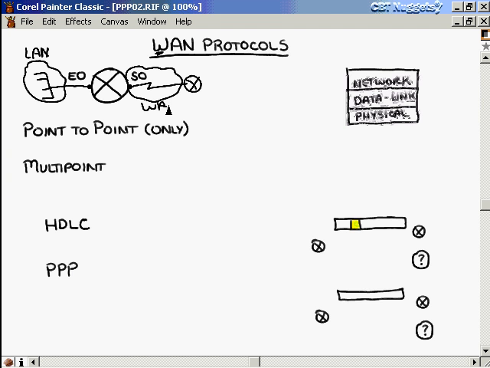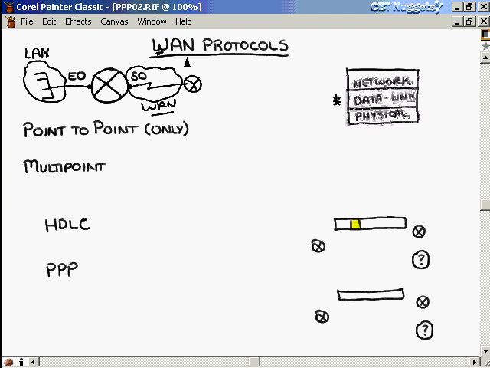Now let's look at the OSI model and understand which layer we're dealing with as far as protocols being defined under a WAN. At the bottom, we have the physical layer, where the bits and bytes reside. The data link layer is what we're dealing with, and above that is the network layer, where we have the protocols that are defined, like IP or IPX.